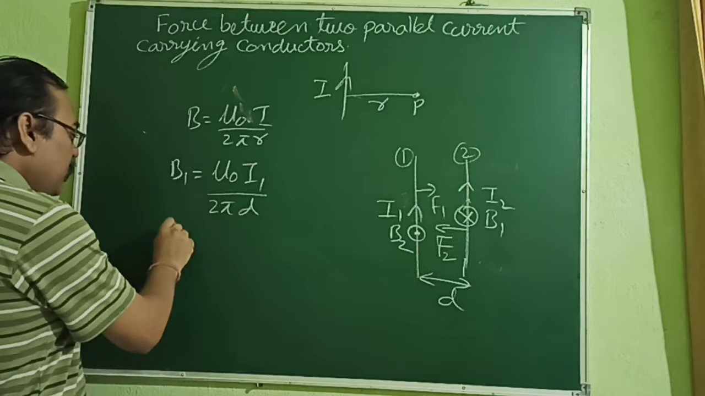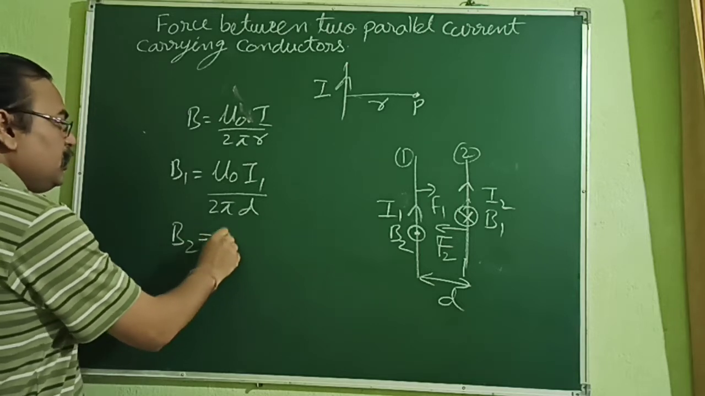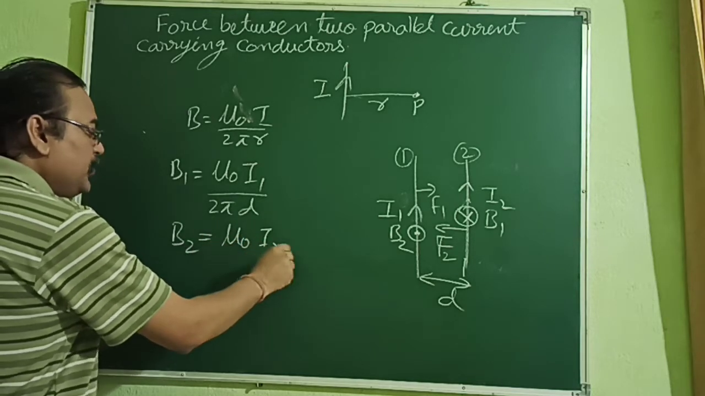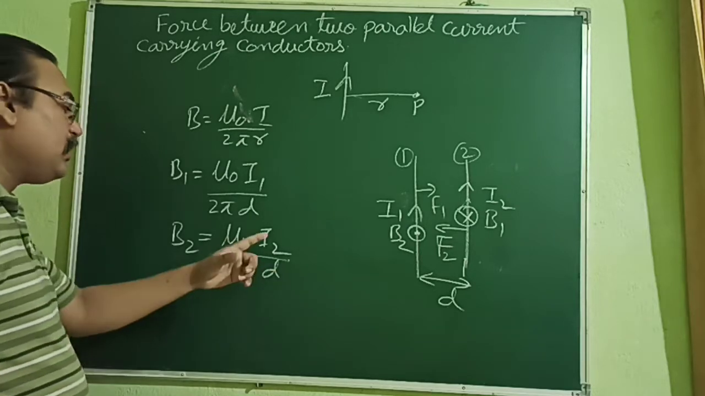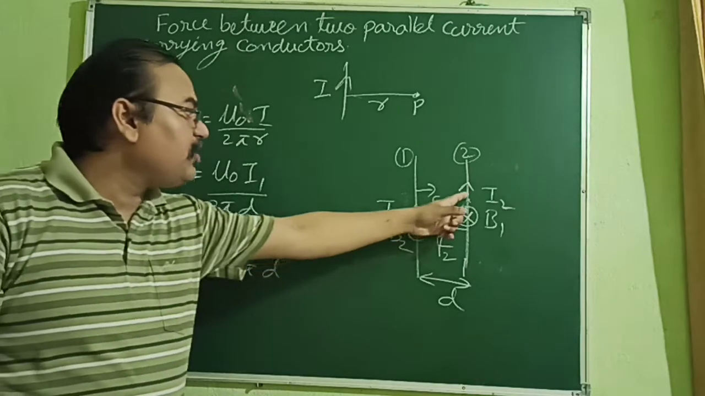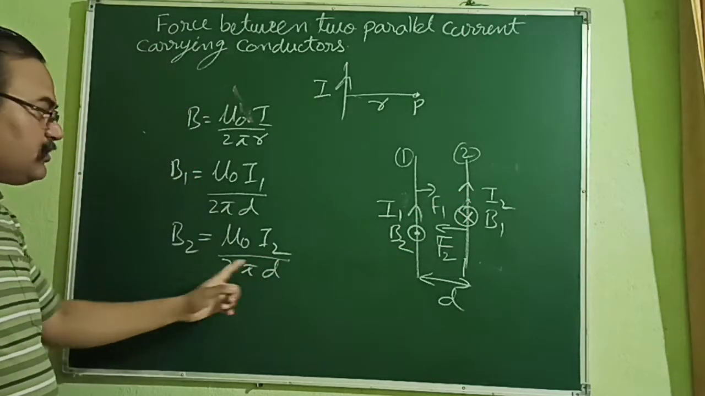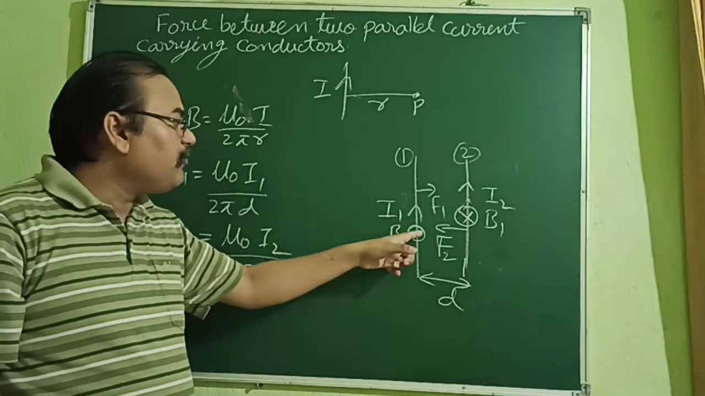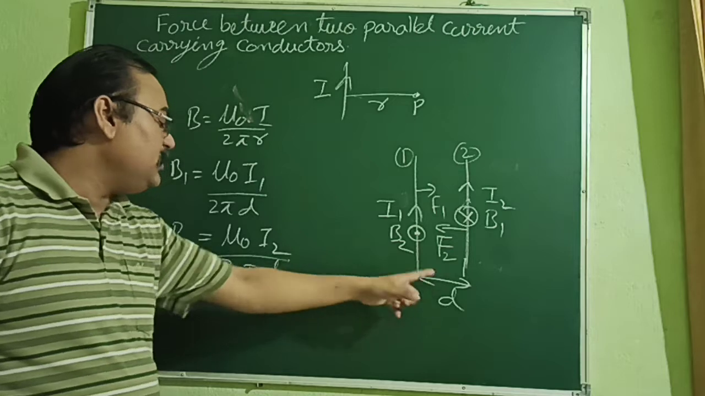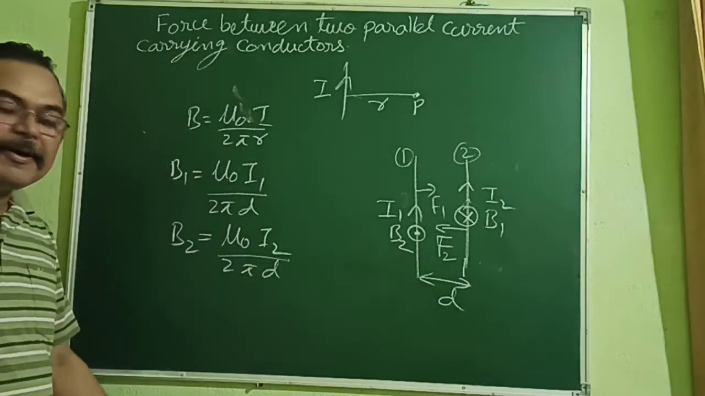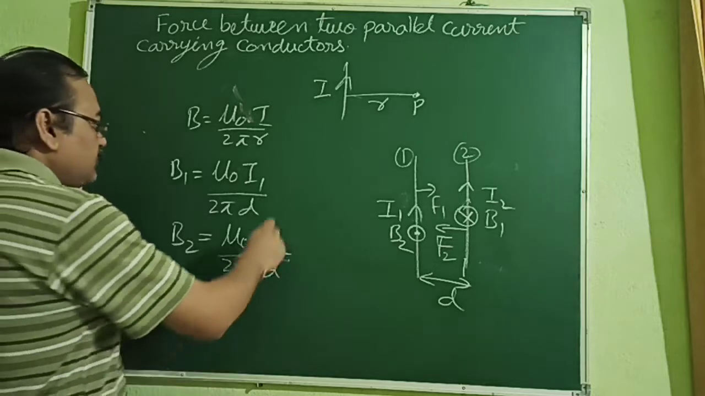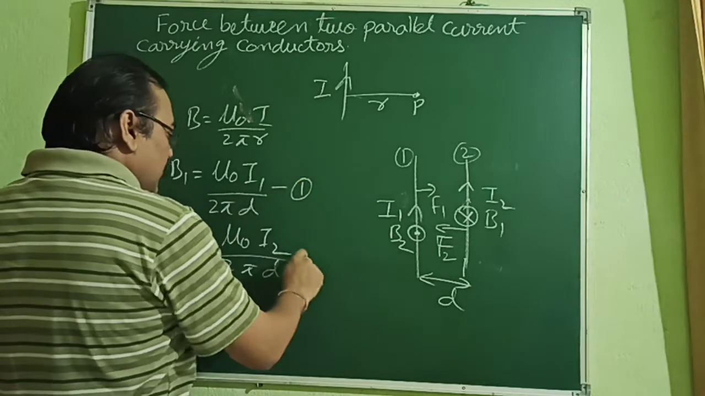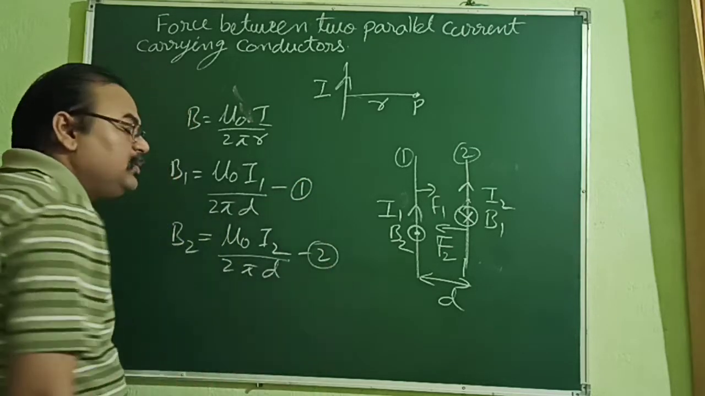Now, magnetic field produced due to conductor 2 is mu naught I2 upon 2 pi d. Why? Because the second conductor is producing it, so its current we have to take into consideration, and the separation of the point of observation from this conductor is d, and that's why we are taking d. So we have got B1, we have got B2. Now, let us mark these equation 1 and equation 2.